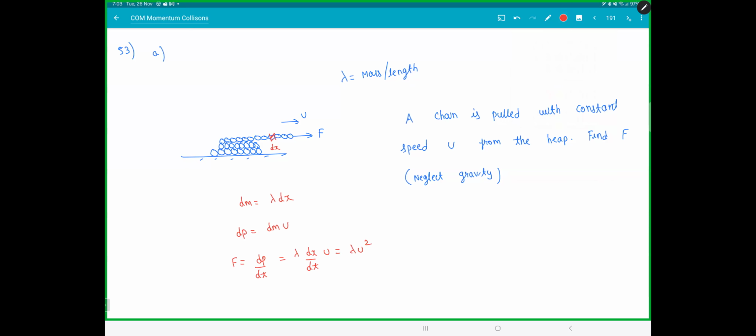So whenever you want to pull the chain out of the heap, you need to understand, most people think, sir, velocity is constant, so acceleration is zero, F is equal to ma. That itself is a blunder. You can't apply F is equal to ma when mass is changing. Hope you remember that. F is equal to dp by dt is always valid. That you can always use. Clear?